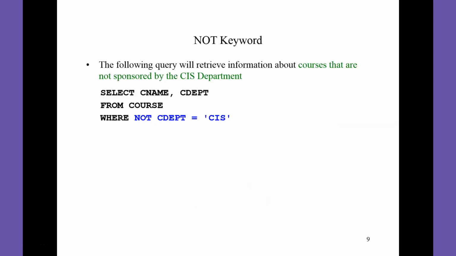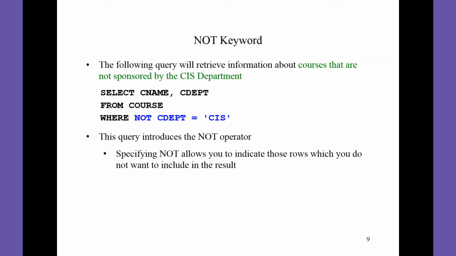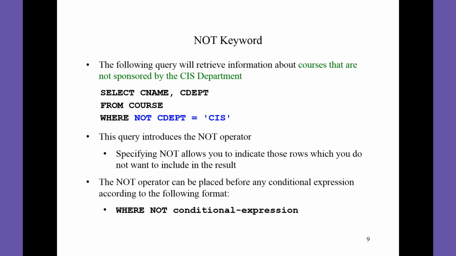This example returns the courses that are not sponsored by the CIS department. We use the predicate C department equals CIS to identify rows that are not of interest to us, and we inform the system to exclude these rows by preceding the predicate with the not keyword. Note that specifying not can be thought of as allowing you to indicate those rows which you do not want to include in the result. The not keyword must be placed before the predicate, before the conditional expression, following the syntax that we show here.